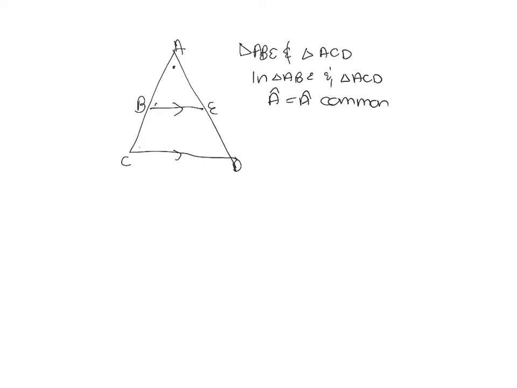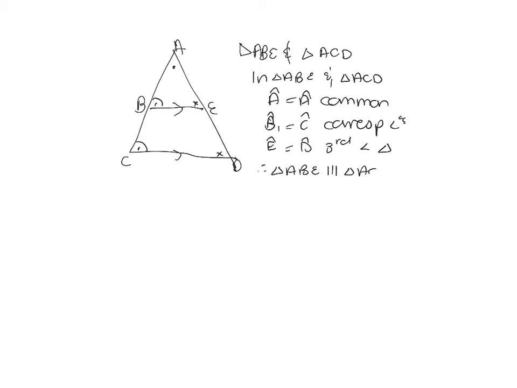Angle B1 is equal to angle C, corresponding. And angle E is equal to angle D, either corresponding or third angle of triangle. Therefore, triangle ABE is similar to triangle ACD, angle, angle, angle.